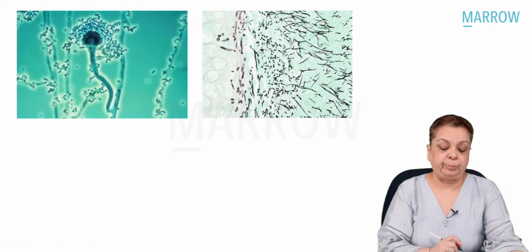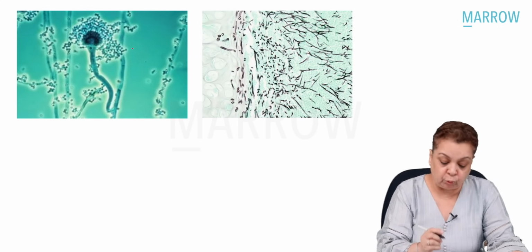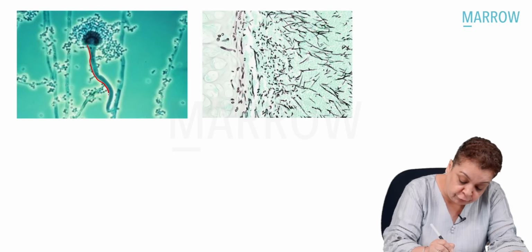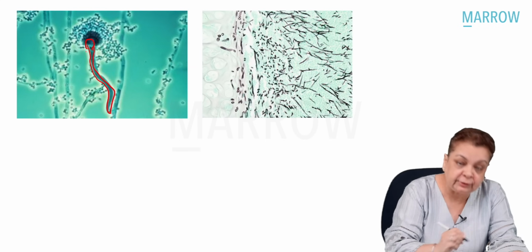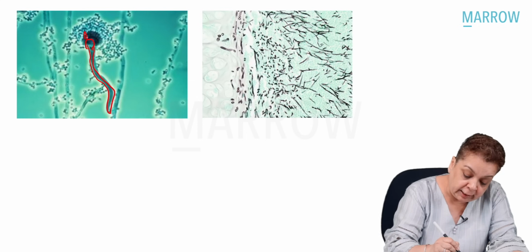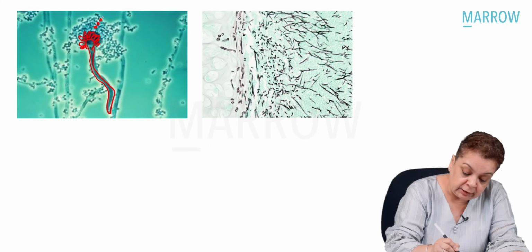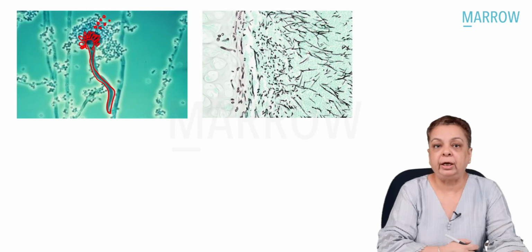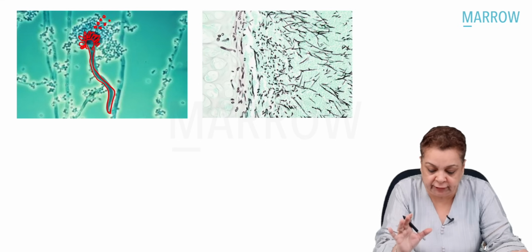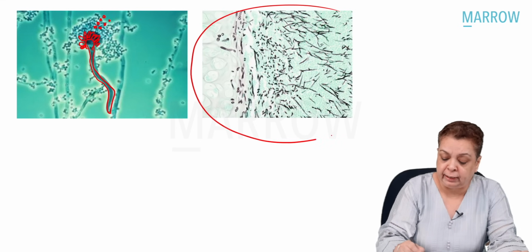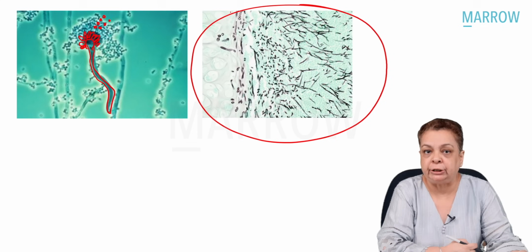And this is Aspergillus, the hyaline septate mold, which is showing this conidiophore, at the end of which you are seeing a swollen structure called a vesicle, and you are seeing these finger-like projections which are known as phialides, and you're seeing these conidia. Aspergillus has no yeast stage, and a very, very important picture is in the tissue.